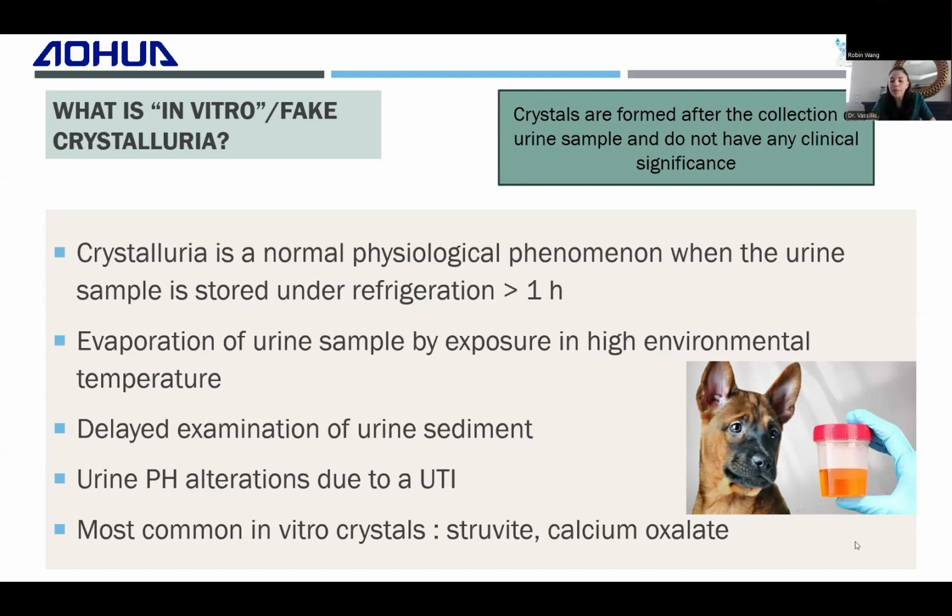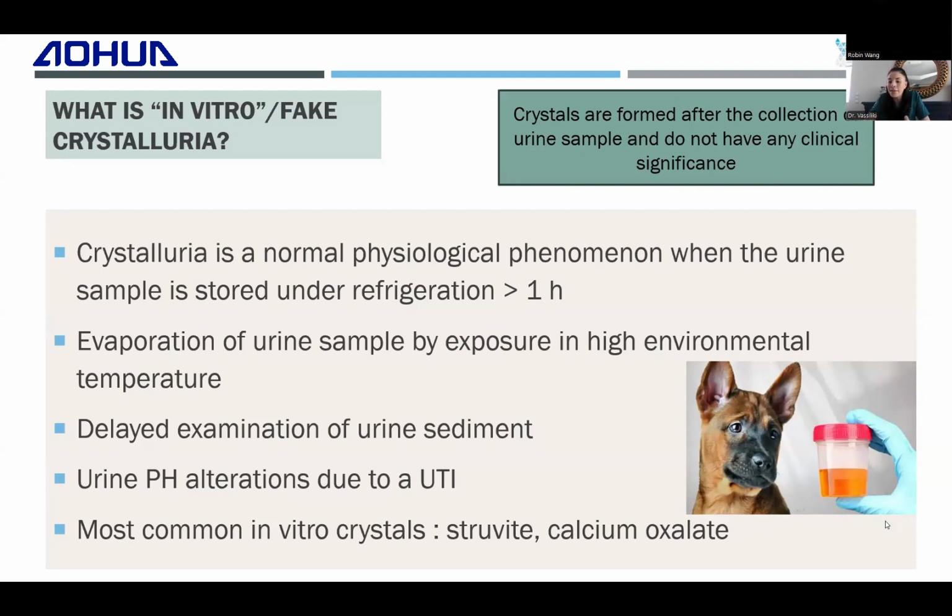So crystalluria is a very common, normal physiological phenomenon when the urine sample is stored under refrigeration for more than 1 hour. This is why we try to do the urinalysis within about 30 minutes of the collection of our sample.